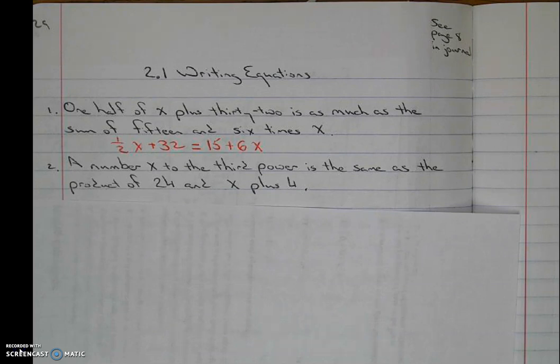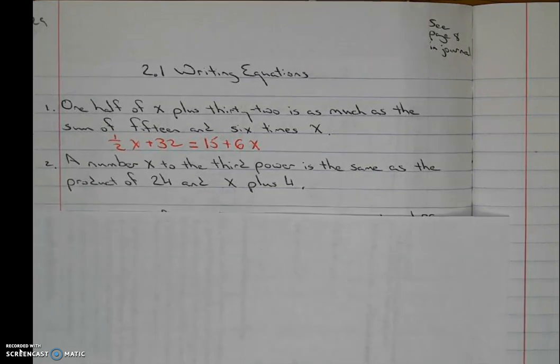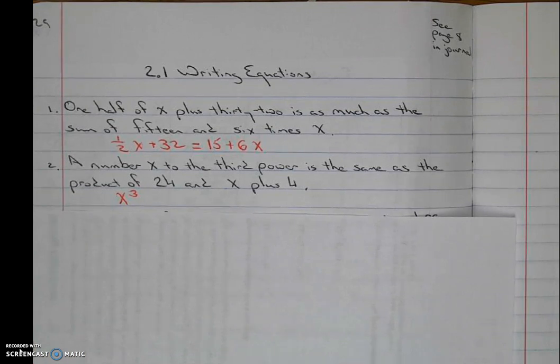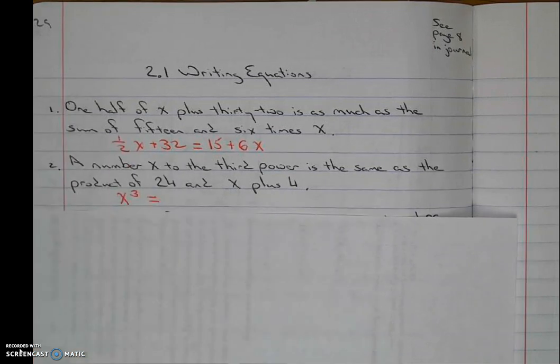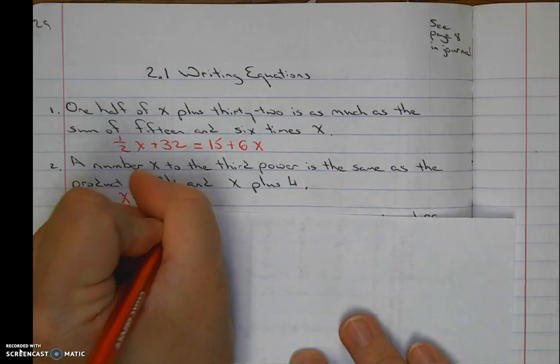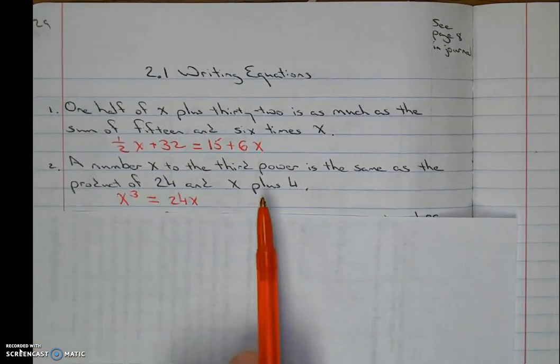Okay, this one we have a number x to the 3rd power is the same as the product of 24 and x plus 4. So we're starting off, we're taking x to the 3rd power. So we'll write that down. Is the same as, is, notice that use of is again, so we're going to have equals. So is the same as, so equals, the product, I'm going to be multiplying some things. I'm going to multiply the 24 and x. So I'll write my 24x. And then separate, we have this plus 4.